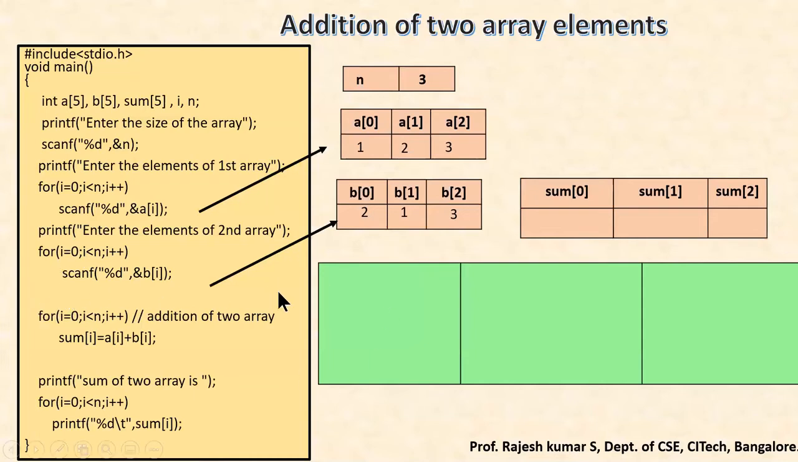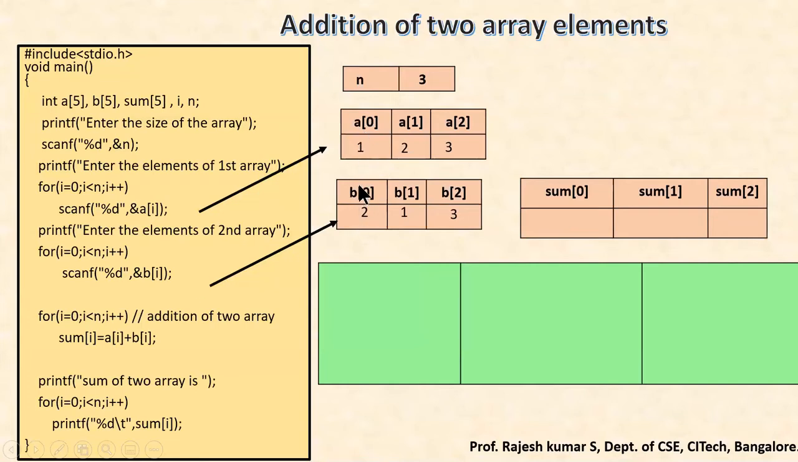Now here, what we are doing is this. So far, what I explained is how we input the n value and how we input the A array elements and the B array elements. So far it was input: n is equal to 3, and we have inputted these values. The next task is how to add both.